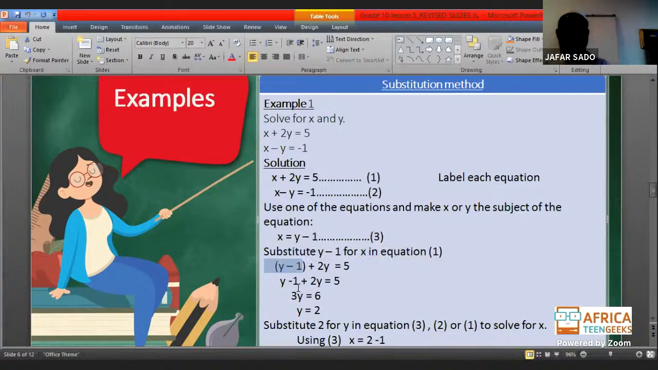We then open up the bracket. So we're going to have y minus 1 plus 2y equals to 5. And then we can now solve for our value of y. By collecting the like terms, y plus 2y gives us what? 3y. Then we can move the negative 1 to the other side to give us plus 1. We now have 5 plus 1, that'll give us 6.